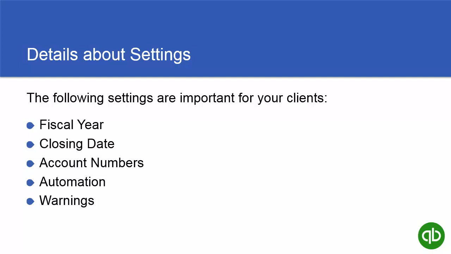Account numbers. If you want to use account numbers, QuickBooks lets you turn them on in the advanced settings. Automation. You can use the automation settings to help your client be efficient in QuickBooks. Warnings. Set up warnings to make sure your client does not enter duplicate checks or bills.